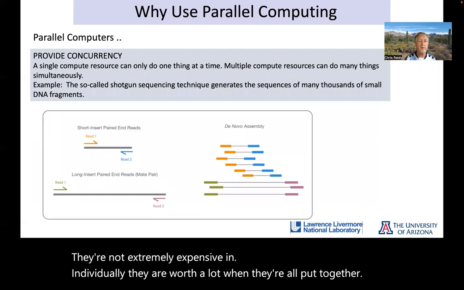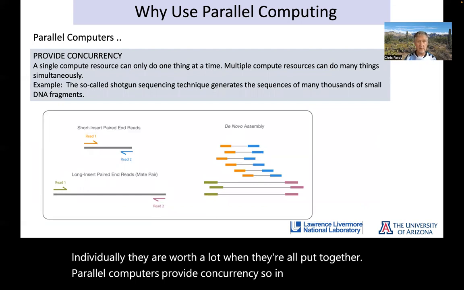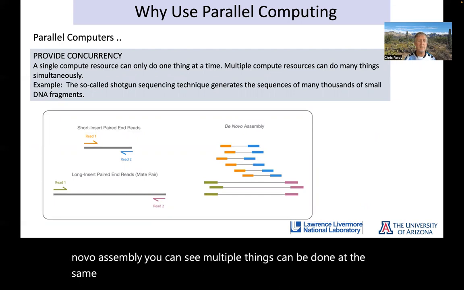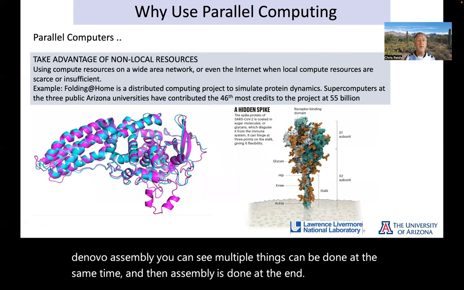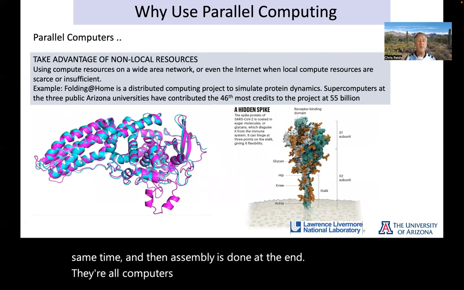Parallel computers provide concurrency. So in this example of de novo assembly, you can see multiple things can be done at the same time, and then the assembly is done at the end. Parallel computers let you take advantage of non-local resources.